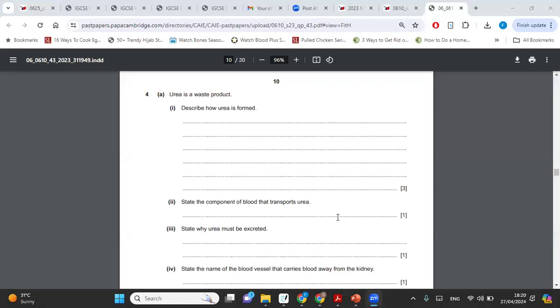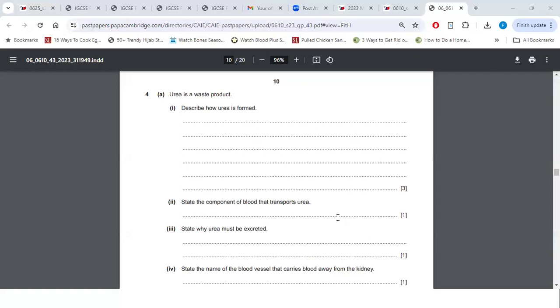I don't think I mentioned to you when I was teaching excretion that urea is formed from excess amino acids, from the liver. Yes, it has everything to do with amino acids. Amino acids contain nitrogen inside them, right? Urea also contains nitrogen.